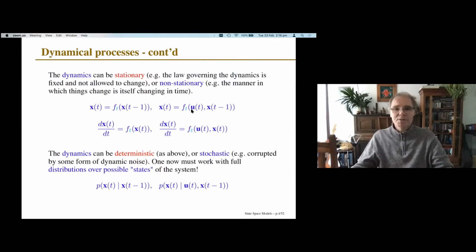And again, you can have discrete time and continuous time. Now, it can be deterministic, and that's everything that I was describing so far, or it can be probabilistic or stochastic, and that's here. So what do I mean? If I condition my probability distribution on my previous state, x_{t-1}, there's still only a distribution over the next state, right? So instead of a deterministic, you now have a distribution over possible states.